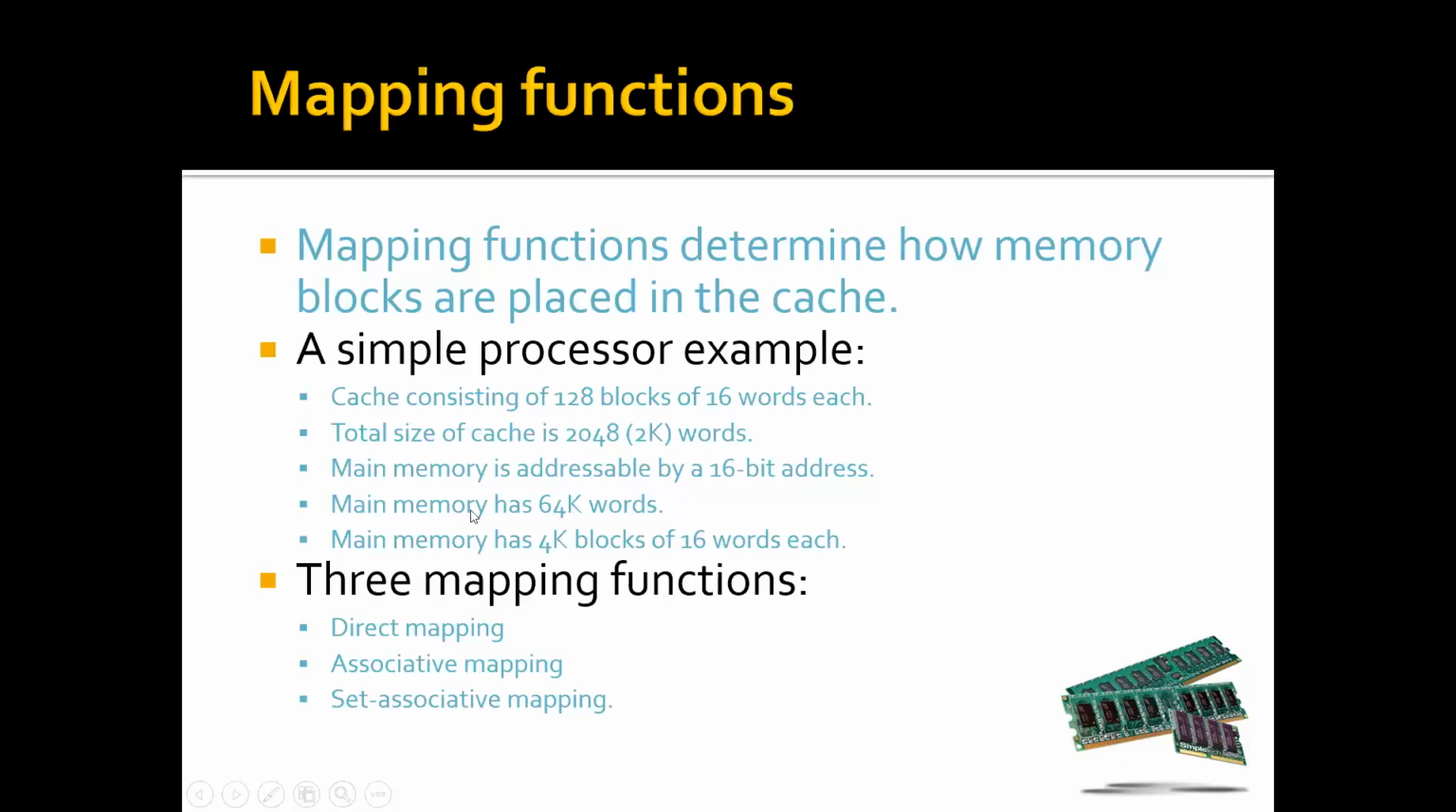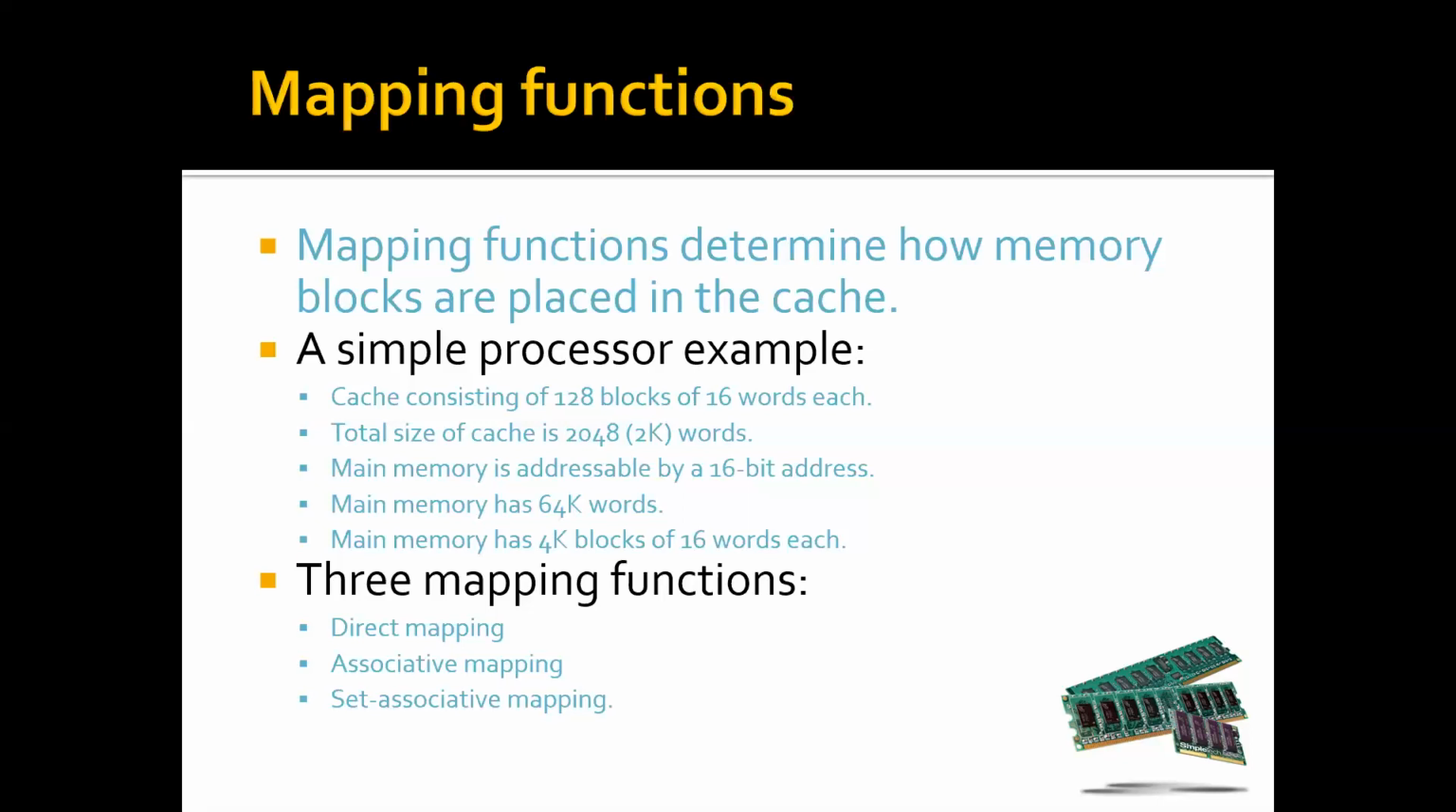It is also given that the main memory is addressable by a 16-bit address. If the main memory has a 16-bit address, how many memory locations are possible? It is 2 to the power 16. If you have 1 bit, then we have 0 and 1, so 2 to the power 1 is 2 locations. If I have 2 bits, then I can have 00, 01, 10, 11: 4 locations, 2 to the power 2. With 3 bits, 2 to the power 3, 8 locations. With 4 bits, 2 to the power 4, 16 locations. Similarly, with 16 bits, I have 2 to the power 16 locations, addresses.